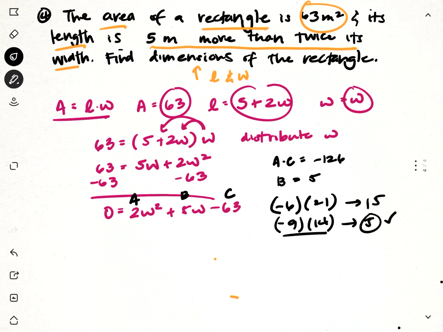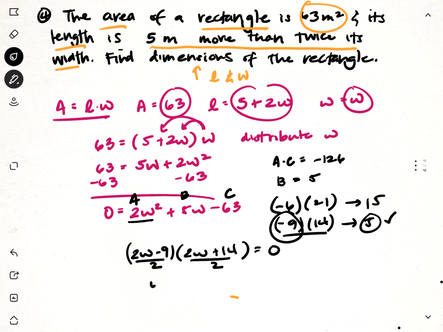So what we're going to do again is take this 2w, so 2w, 2w, we have minus 9 and plus 14. We're going to divide by the 2 from the 2w. So then we get w minus 9 halves, or we can say, because we're working with lengths here, we'll do 4.5. And here we get w plus 7.